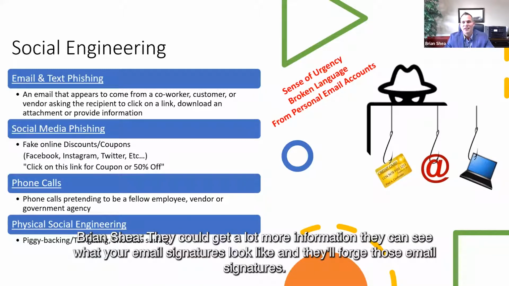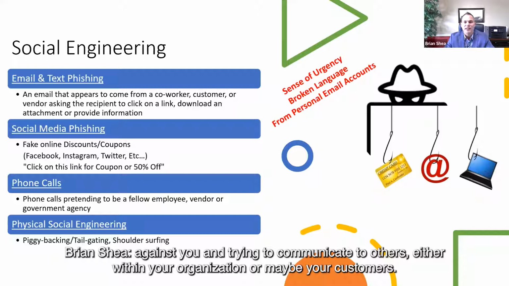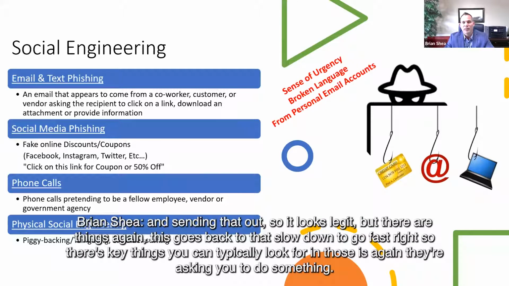They can see what your email signatures look like, and they'll forge those signatures. They could intercept a copy of an invoice or your letterhead. They'll start using that information against you, communicating to others either within your organization or maybe your customers, so it looks legit. But again, this goes back to slowing down to go fast, right? There are key things you can typically look for, and again, they're asking you to do something, right?